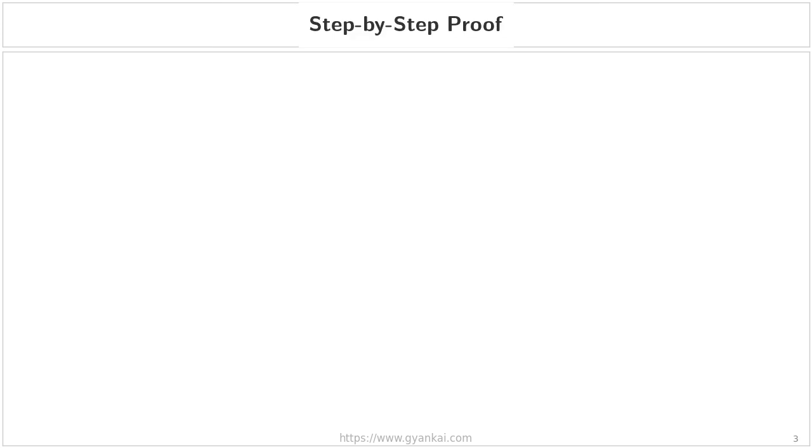Step-by-step proof. Now that we've understood the logic behind a proof by contradiction using our detective analogy, let's get down to business. On this slide, we define our clear objective for the mathematical journey ahead. We are going to formally prove that the square root of 2 is an irrational number.